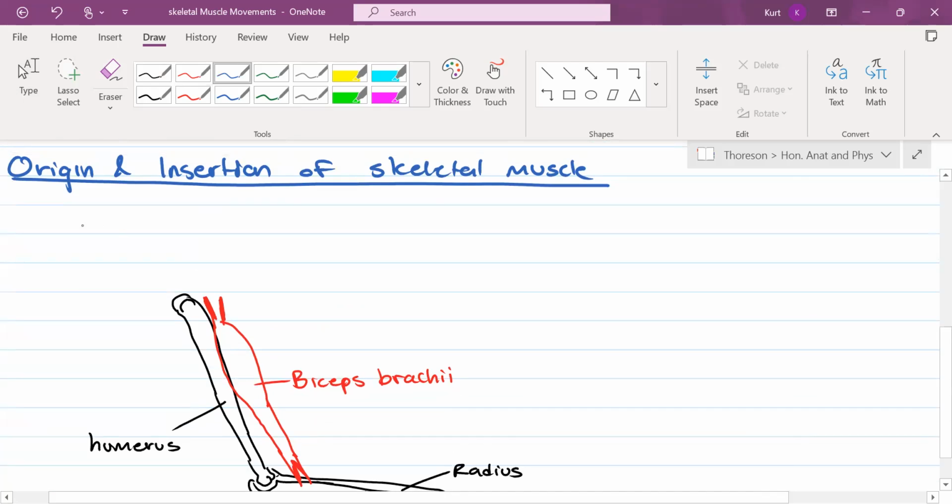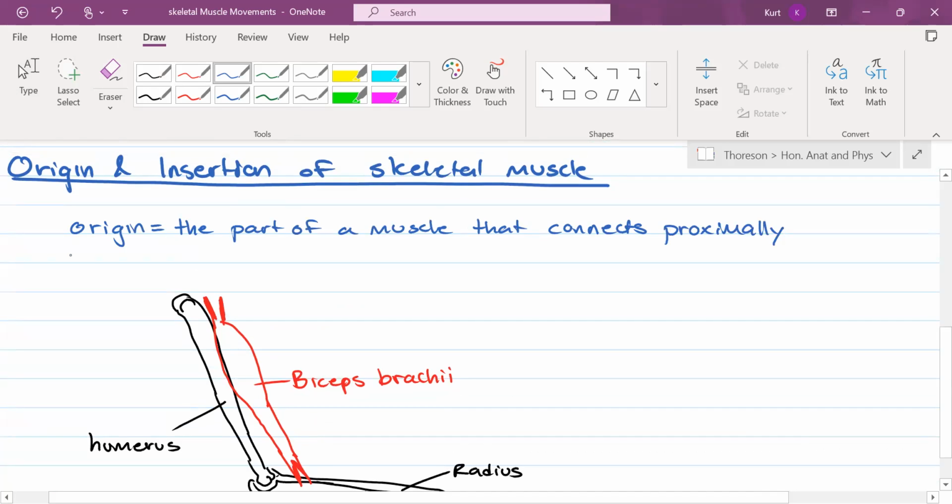So here's the actual definitions. For origin, it is the part of a muscle that connects proximally, and the insertion is the part of a muscle that connects distally. Now, you learned those terms back in August.